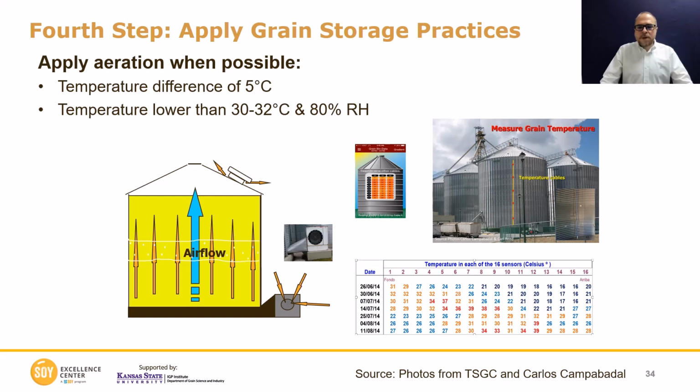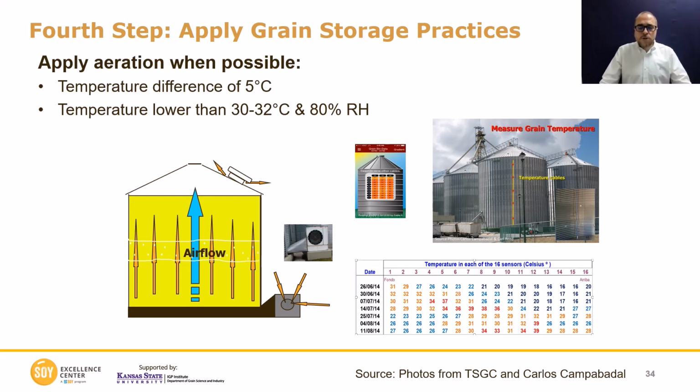The fourth step that I want you to look into when you're trying to have good storage practices is to apply the practices themselves. One very common one is aeration, but it has to be done under specific conditions. Aeration is the movement of airflow very fast through a grain mass in order to cool down the grain, so insects don't feel comfortable eating and reproducing and mold doesn't grow.